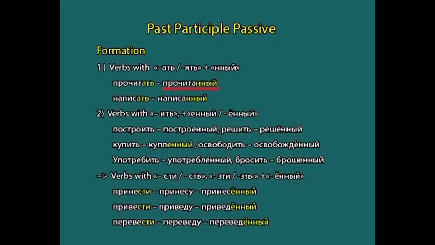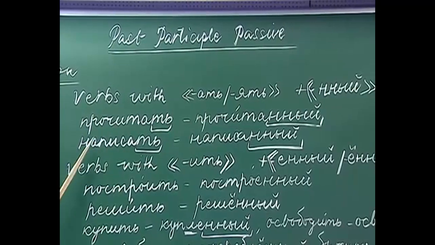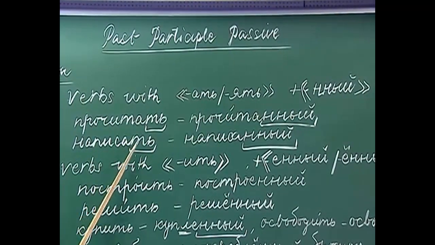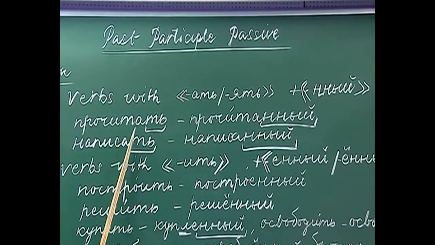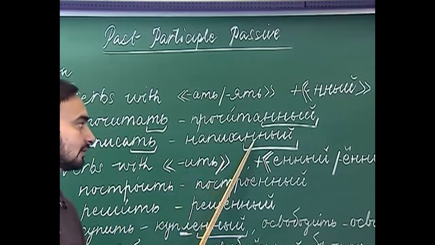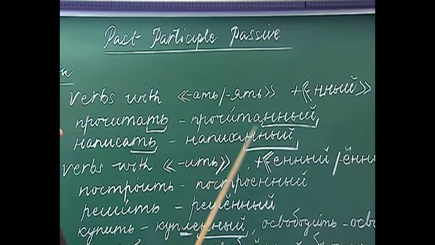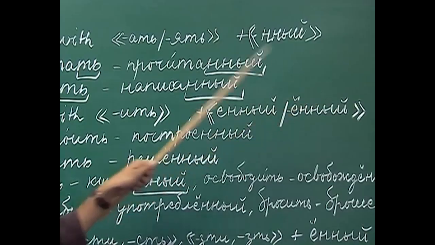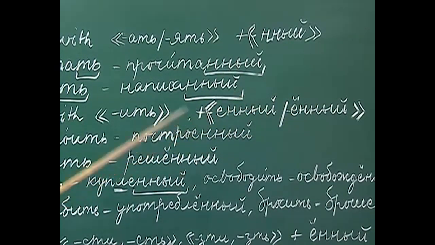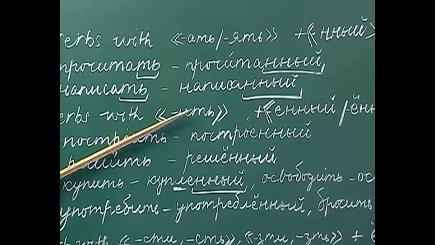So, прочитанный. Similarly, написать, написать again ends with ать and soft sign. Написанный, we are doing the same thing, we will drop ть and add нн, е and е краткое, написанный. Now, the second rule says, if the verbs end with ить, then we use the suffixes either енный or ённый. So, these are two suffixes which are used with the verbs which end with ить.